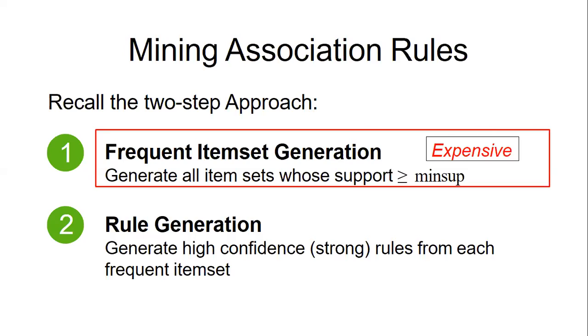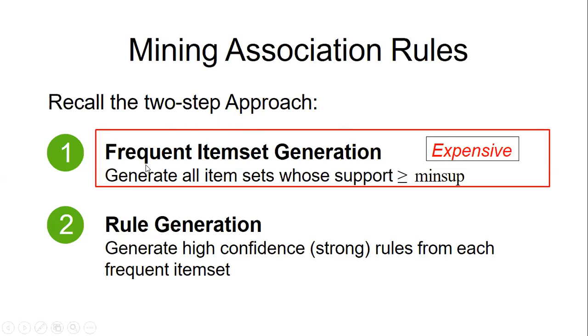So you can just eliminate the infrequent item sets from the candidate item sets. The number of candidates will be reduced level-wise. Okay, so the expense was reduced in the a priori algorithm. The next step is rule generation. We saw how to generate the rules.